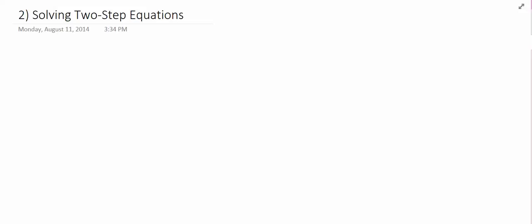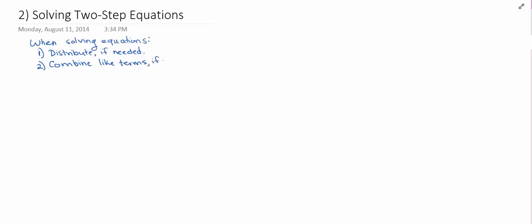In solving two-step equations, it's the same idea. You want to undo the operations in order to get the variable by itself, but you also are working backwards through order of operations. So usually when I talk about solving any equation, I'm going to go ahead and give you these 4 steps, although you probably won't have to use them all today.